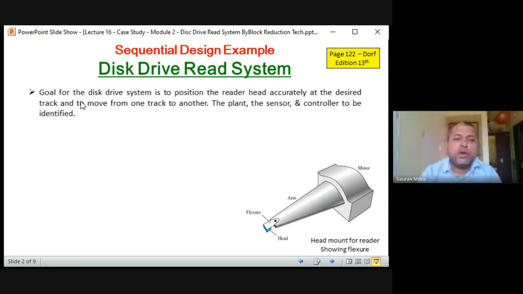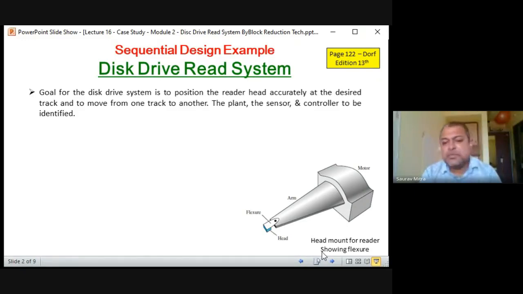So mainly we are seeing an application of the block reduction technique. That is not the difficult part, that is the easy part, but the main thing is to know what a disk drive read system is. Here a disk drive read system is shown below. It shows the head mount for the reader, showing the flexure. This is called a flexure, and here you can find an L-shaped piece, and through this the disk moves.